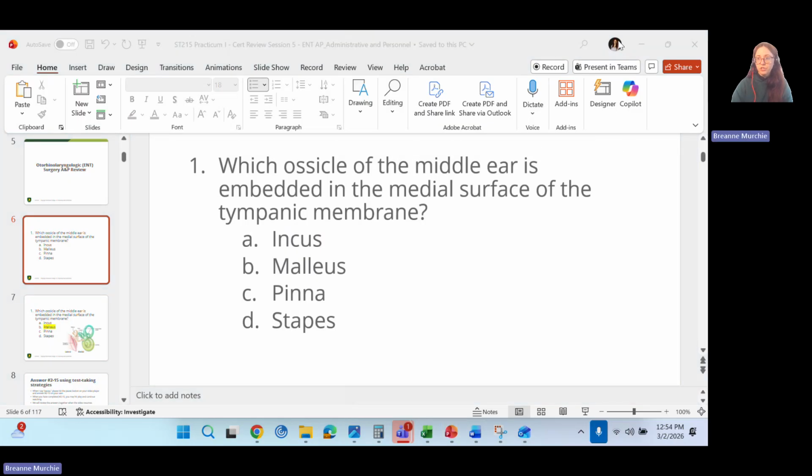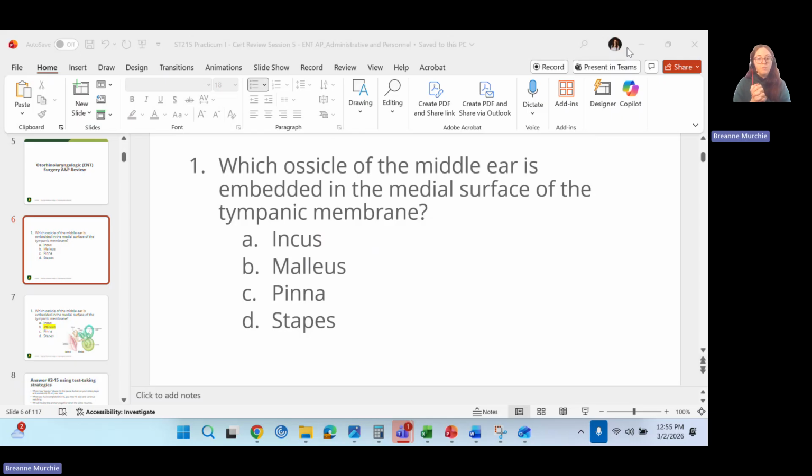Okay. Question goes, which ossicle of the middle ear is embedded in the medial surface of the tympanic membrane? Now, there's a lot to digest just in the text of the question alone. There are a lot of medical terms. There are instances of talking about directionality, and they are talking about location as well. So we want to make sure we kind of pick apart this question and digest the entire thing.